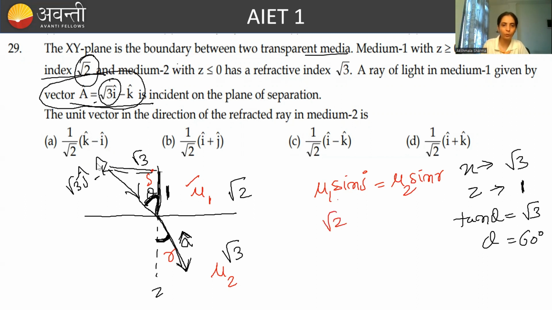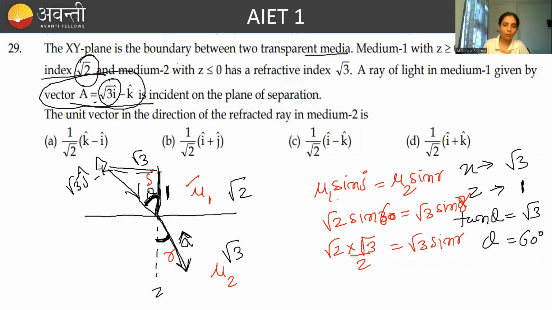So let's use this formula here. Mu1 is √2. Sine I, which means sine 30, will be equal to √3 sine R, where R is unknown. Sorry, this is 60 now. Sine 60 is √3/2, equal to √3 sine R. Now this √3 gets cancelled. Sine R is 1/√2, so R is 45 degrees. So this angle is nothing but 45 degrees.